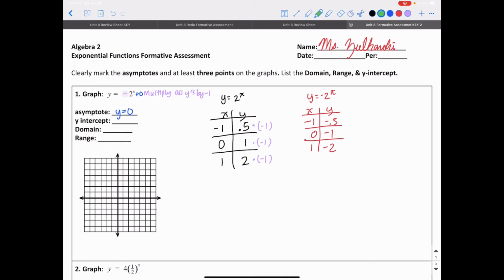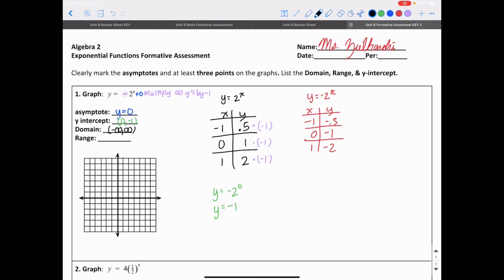The y-intercept I find by plugging in x is equal to 0. So when I do that, I get y is equal to negative 2 to the 0th power. That is, 2 to the 0th power is 1, and then I have negative 1. So it is 0, negative 1. Domain is negative infinity to positive infinity, always.